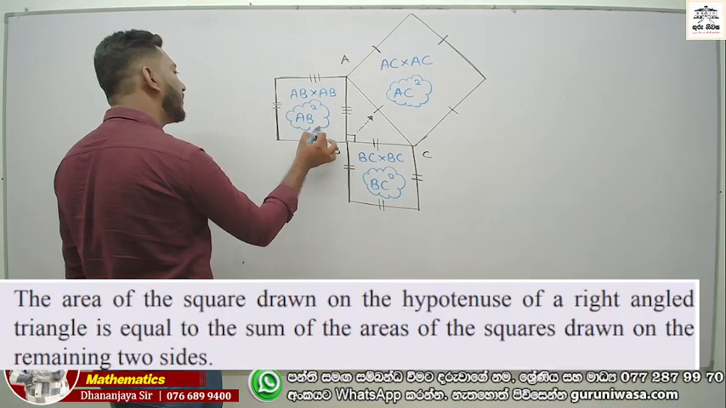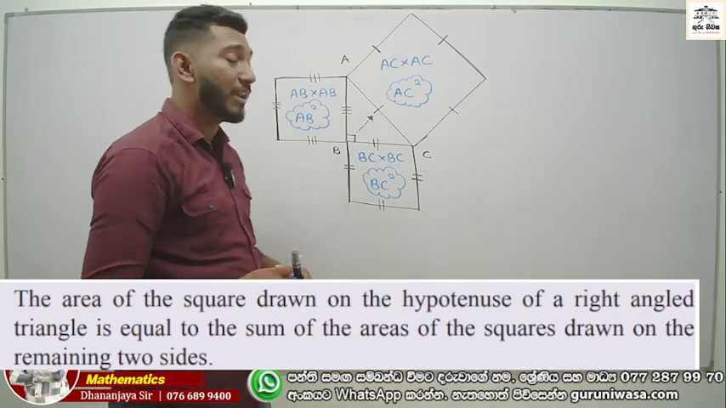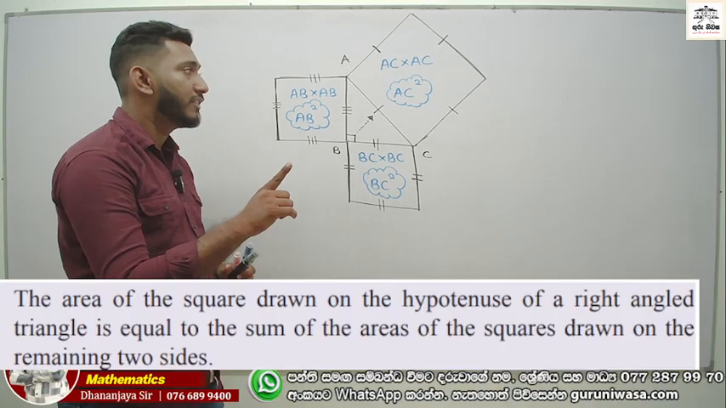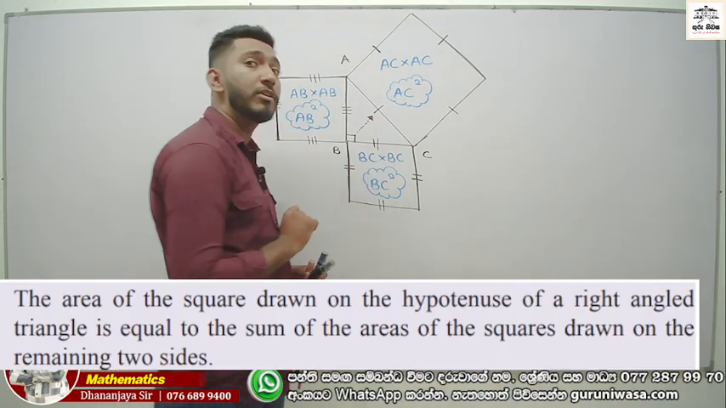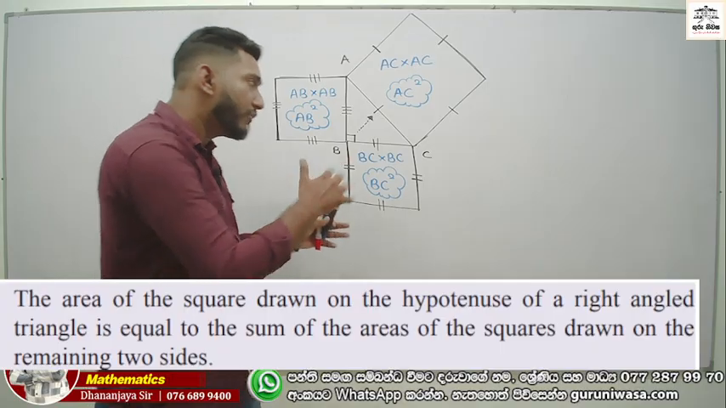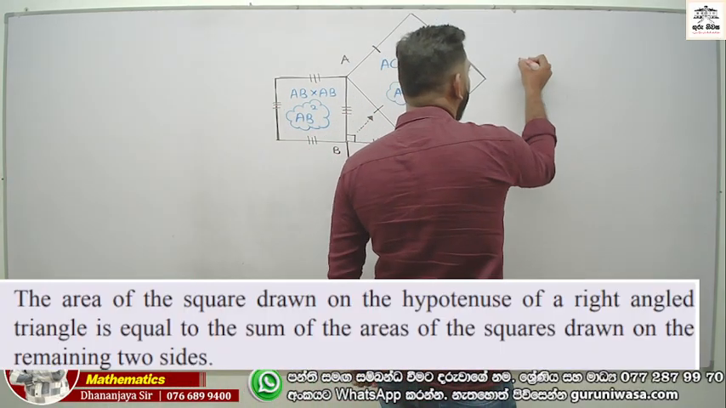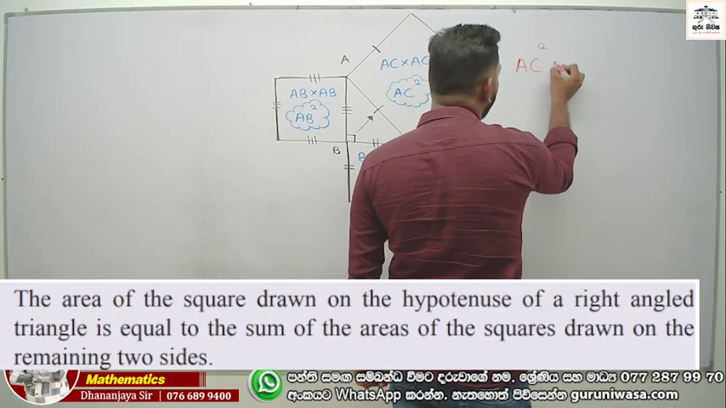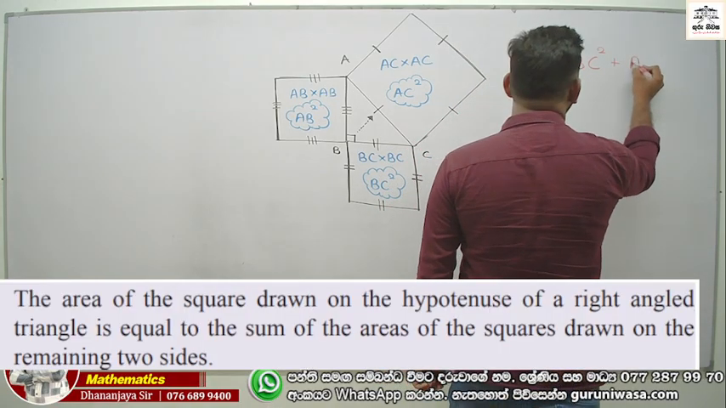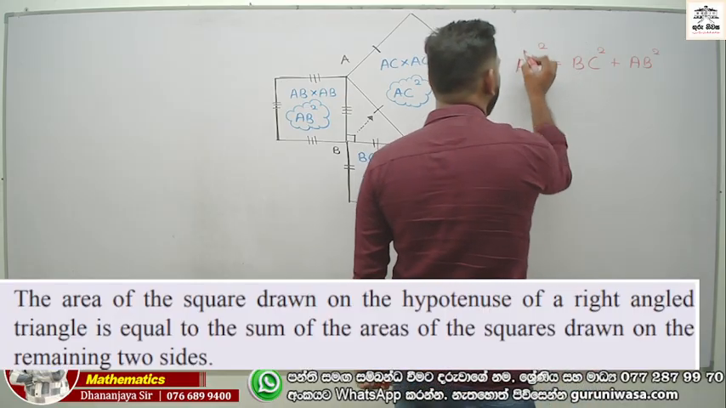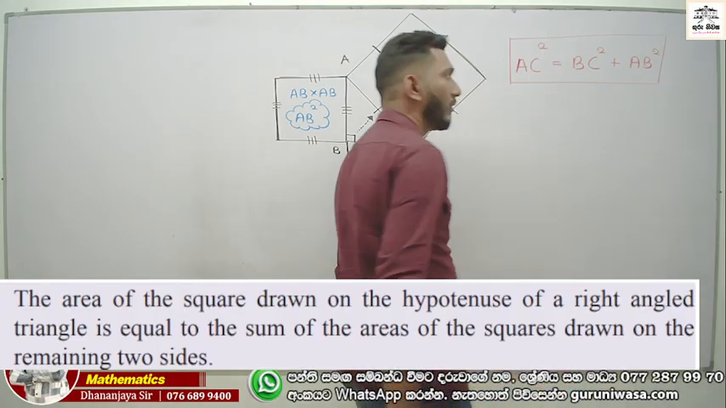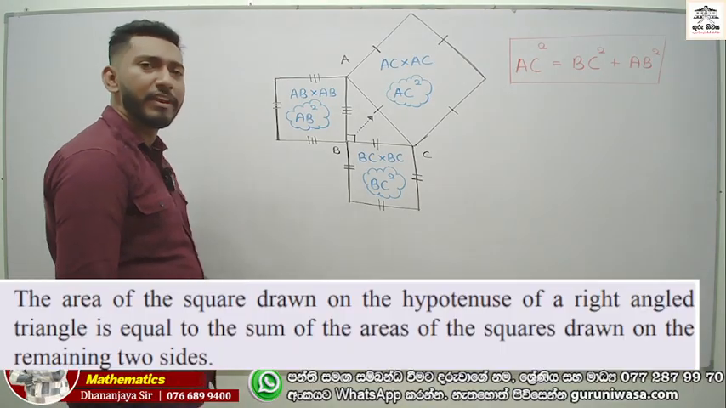Now, what is the relationship between these areas? Pythagoras says the area of the square drawn on the hypotenuse should be equal to the sum of the areas of the squares drawn on the other sides. Therefore, we can write it as a formula: AC to the power of 2 is equal to BC to the power of 2 plus AB to the power of 2. Right. This we call the Pythagoras relationship. I think this one is very easy.